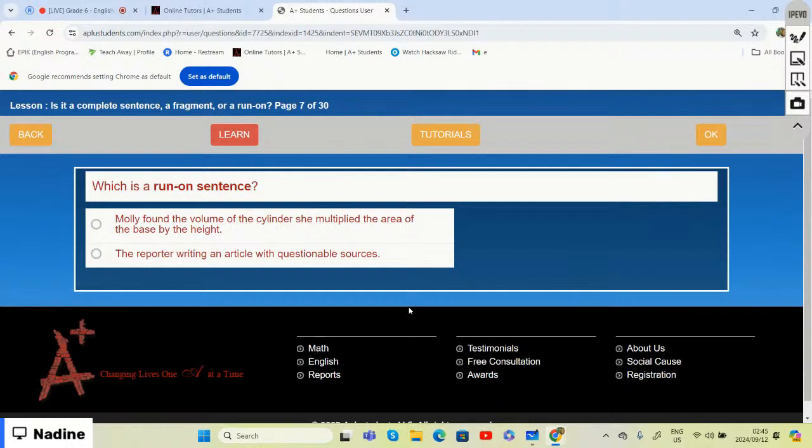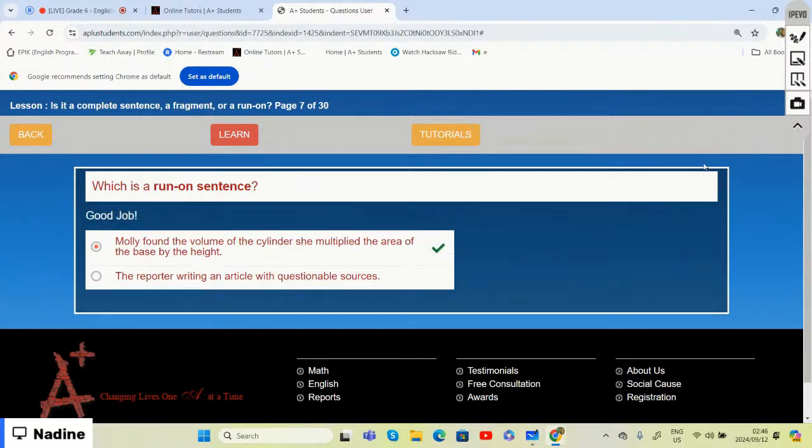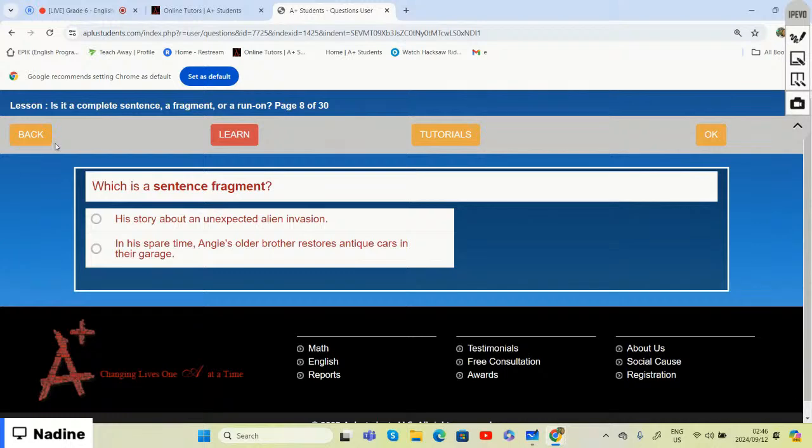And if we were to choose our correct option, that basically shows a run-on sentence, then we can say option one, which is Molly found the volume of the cylinder. She multiplied the area of the base by the height. So option one, actually, right? That one is correct.